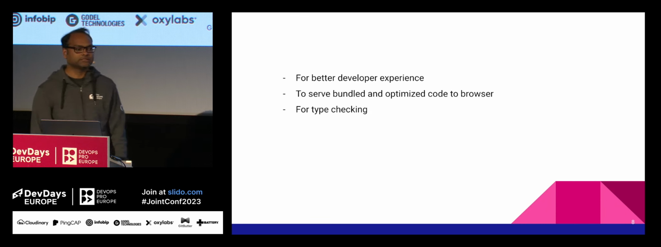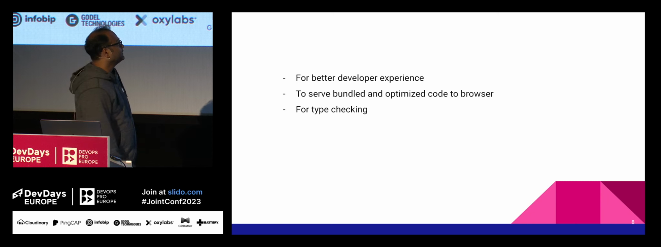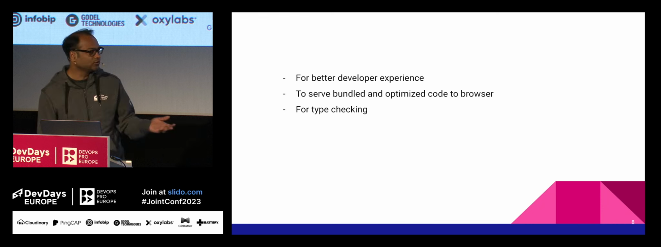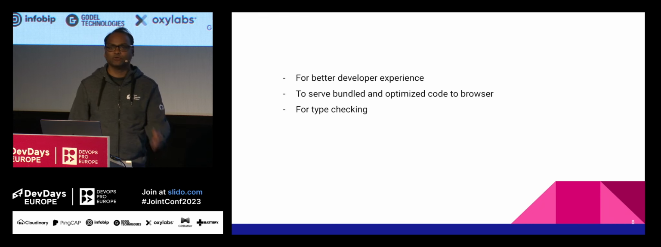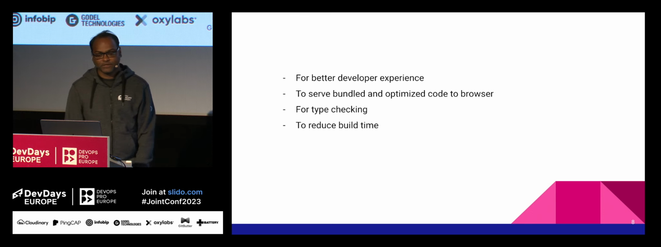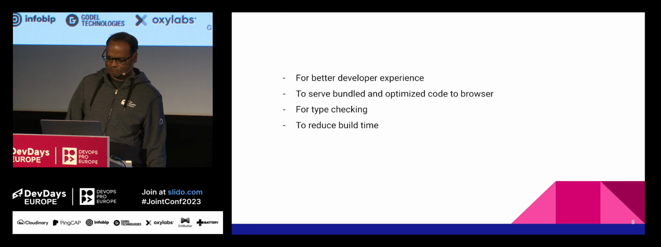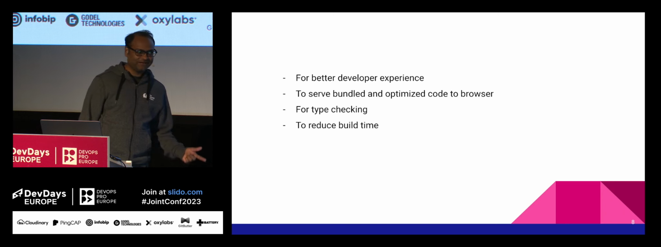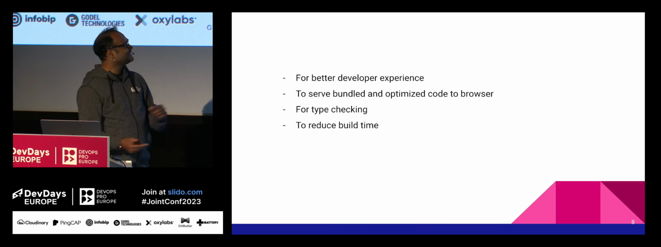Type checking is something most of the build tools are already doing, right? If you go to TypeScript, it is actually doing type checking for you. If you use .NET or Java, they also have type checking, right? Then, to reduce build time, you need a build tool, and then to reduce build time, you again need a build tool.